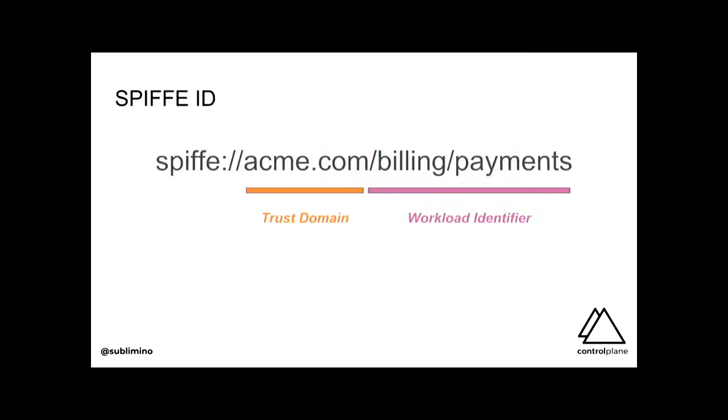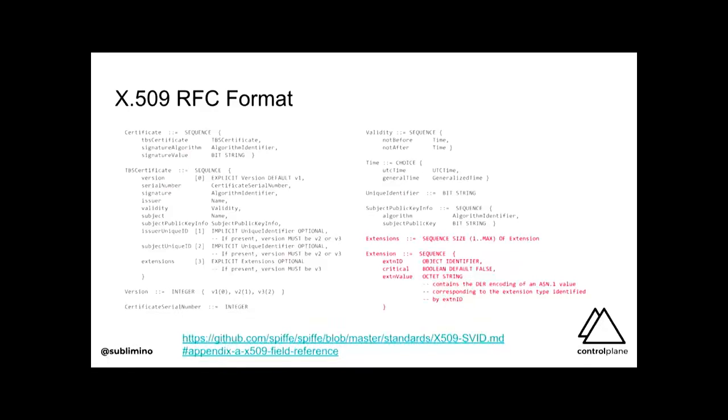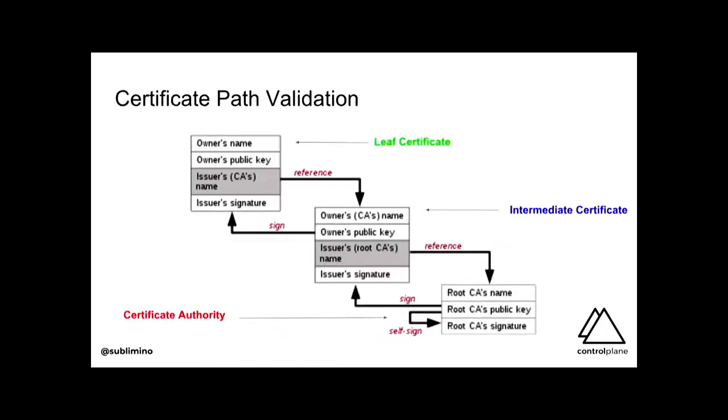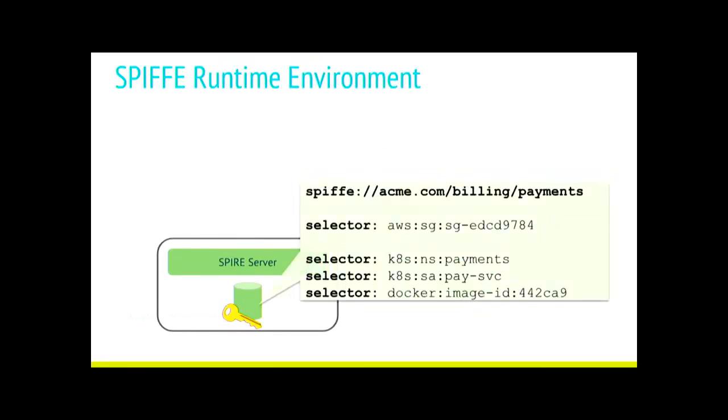A SPIFFE ID looks like this. There is a trust domain, which in Kubernetes is your cluster name, and you have a workload identifier, and it's encoded into an X509. Just like we saw earlier, using the certificate's extensions to encode further information. Here is a certificate spec. The X509 extensions here are what are used by SPIFFE. How do we know that we can trust this? We're back to certificate path validation. It's exactly the same technology used in a slightly different manner. And we can see how further selectors can be used to identify all sorts of workloads.